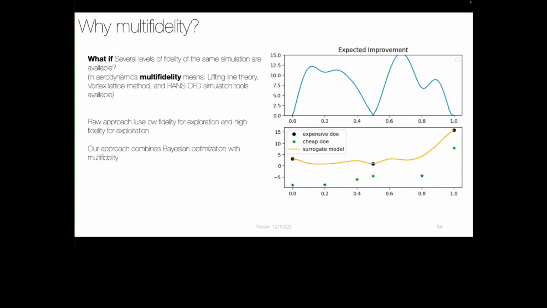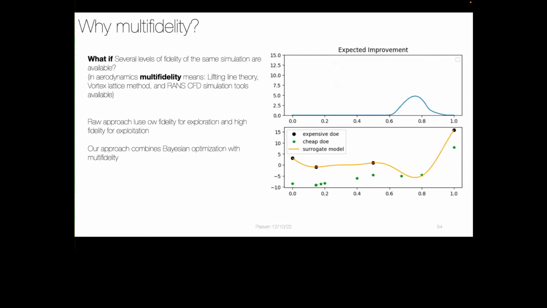We can also treat the multi-fidelity problem. So let's say, for example, you have lifting line theory, vortex lattice method, and CFD simulation tools available, and you want to globally explore with the low fidelity and exploit with the high fidelity tool. So here is a small example with a cheap initial DOE in green star. The surrogate model is in orange, and you have the expected improvement in blue, and the expensive DOE are in black dots. So through the iteration, you can see you started to do exploration, and then you exploit here in order to reach the true optimum, right?